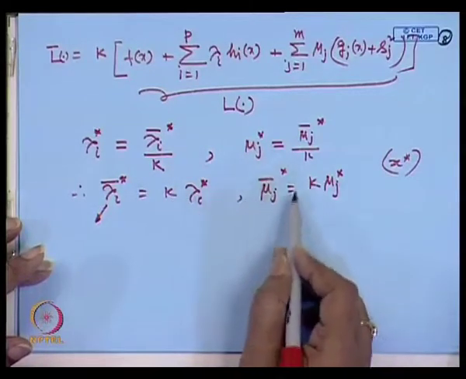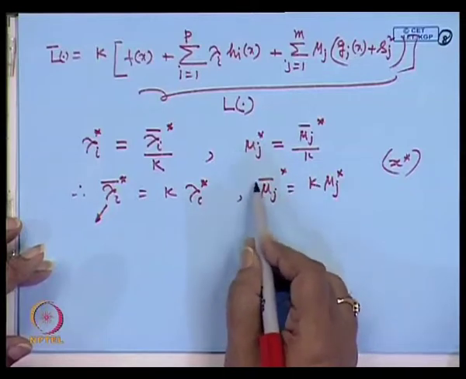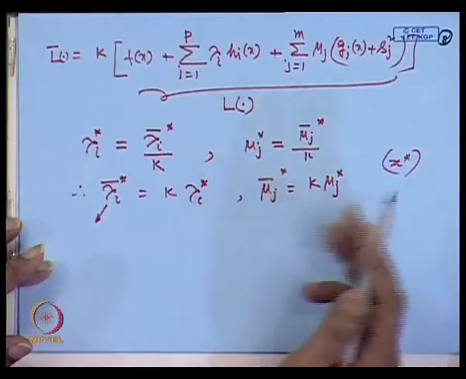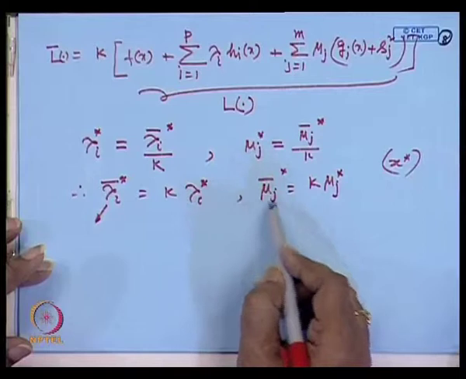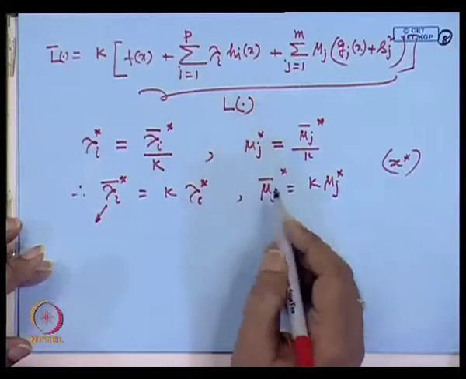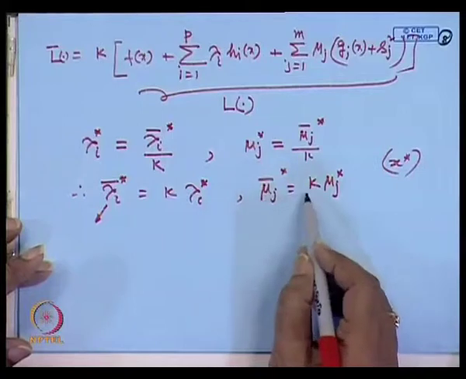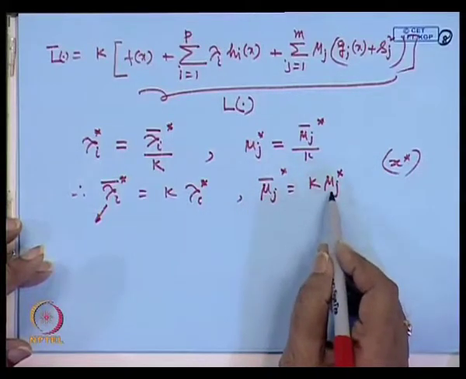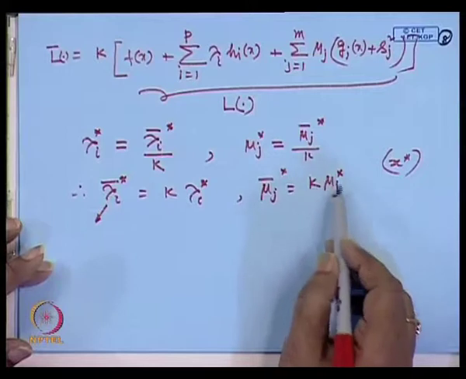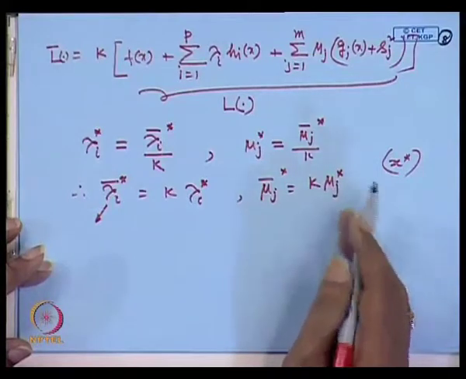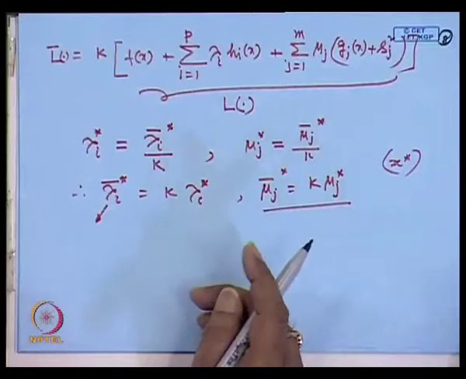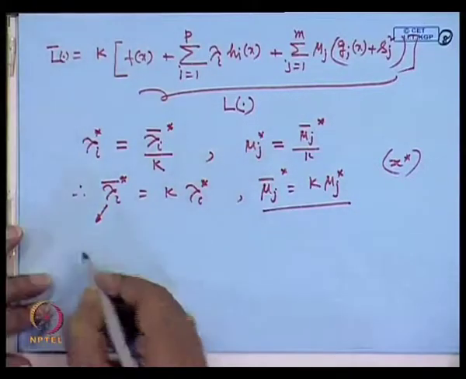Similarly, for the scaled objective function, the Lagrangian multiplier for minimization of the scaled function will be multiplied by k into the original system's Lagrangian multiplier, and mu j is associated with the inequality constraints. So, we can make a conclusion this way.